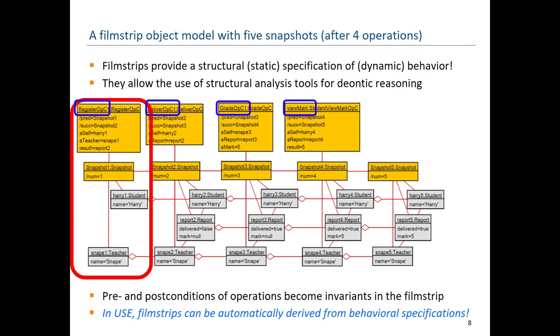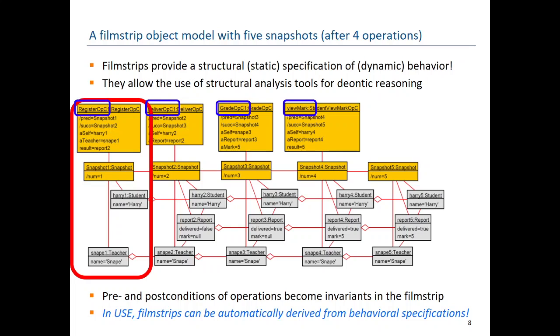In our proposal, we use film strip models. They are fully implemented in USE. That is, given a class diagram with operations and a sequence of interactions defined by a sequence diagram, you can obtain a film strip model with a sequence of operations and the corresponding state changes.